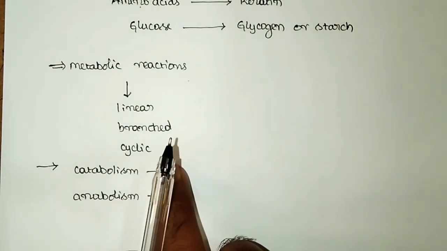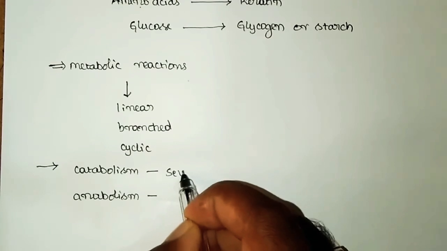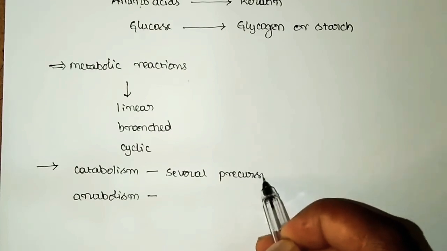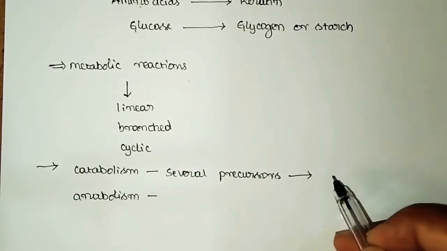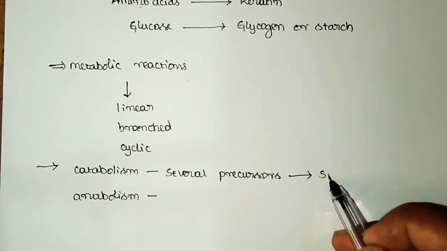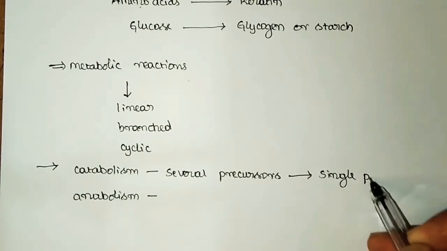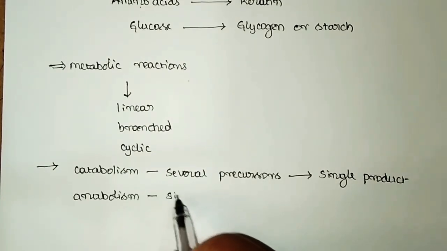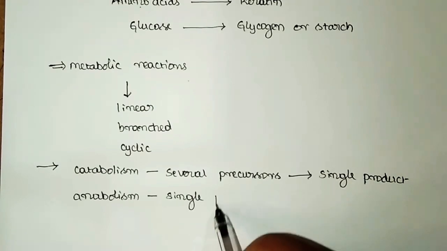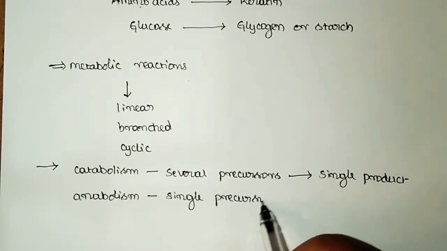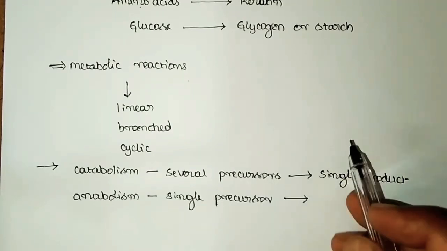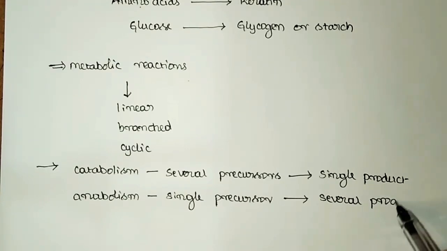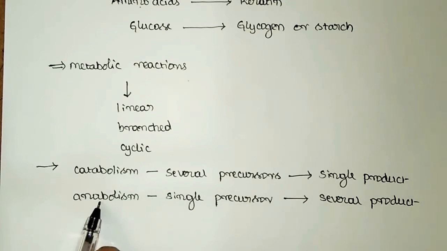That means in case of catabolism, several precursors, meaning the starting materials, will be interacting to give a single product. But in case of anabolism, a single precursor will produce several products. So this is exactly the opposite to each other, that is catabolism and anabolism.